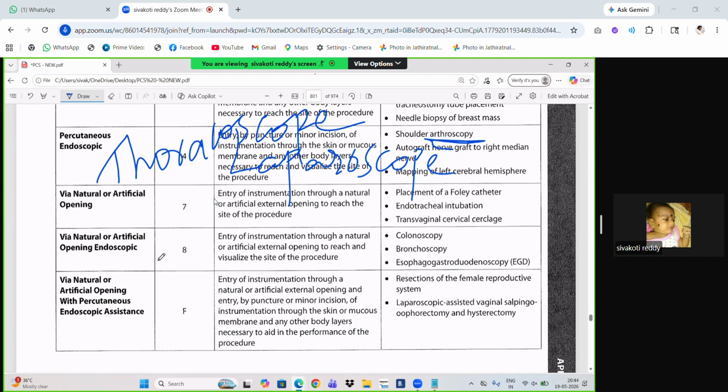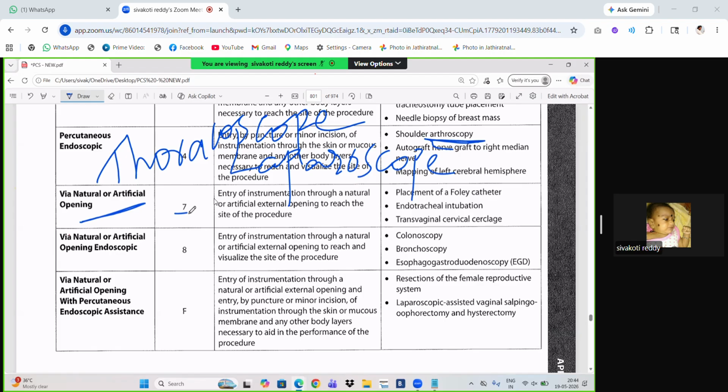Next, via natural or artificial opening. In our body we have some natural routes, right? Tell me some examples. Mouth, anus, nose, ear, umbilicus, whatever. If they use the natural route directly, and insert the instrument in the natural route and complete the procedure, like endotracheal tube insertion, Foley placement, transvaginal cervical cerclage.